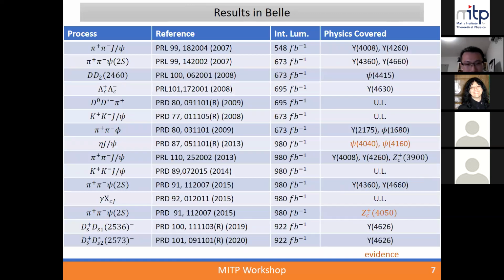Okay, then in slide number 7, here's a summary table of all the ISR results reported by the Belle experiment. We can see there are around 10 Y states observed or confirmed by Belle in the ISR processes. And there are also several psi states and two Zc states, which I will introduce in detail in later slides.